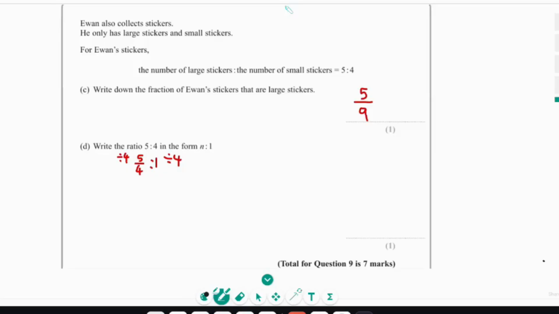So if you just left it like this, you could have the mark. Some people might have changed it into a mixed number fraction. 4 into 5 is 1 with 1 left over. That would also give you the mark. Or you might have realised that 1 and a quarter is the same as 1.25. Either of those answers gets the mark.